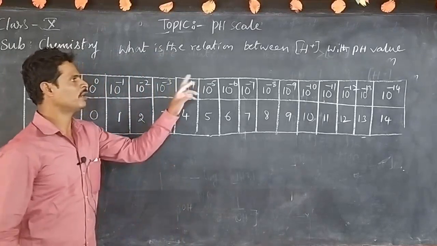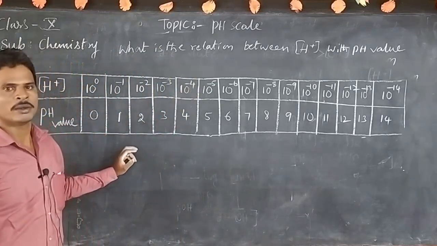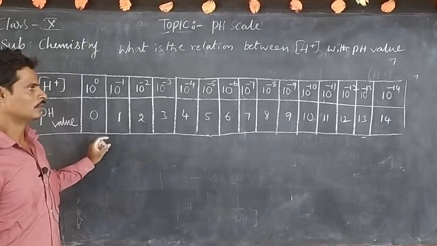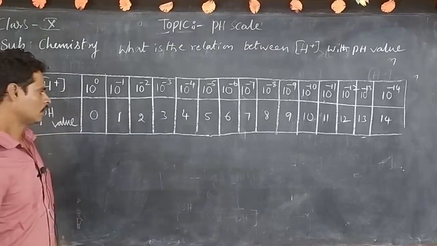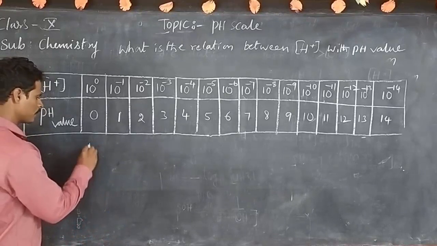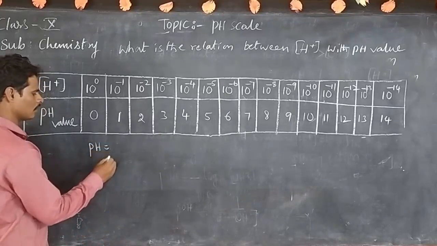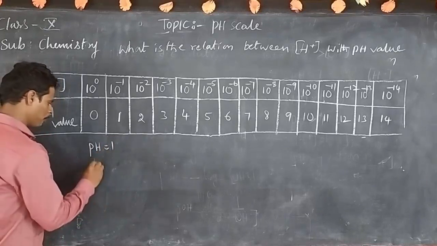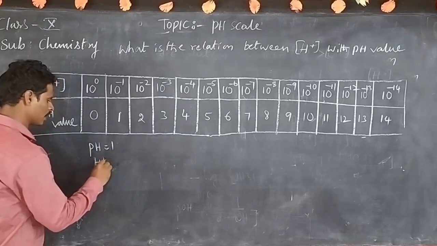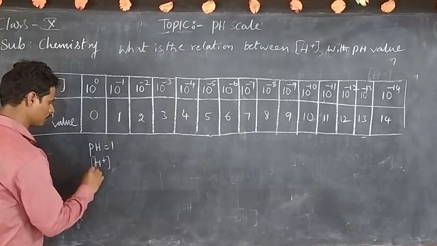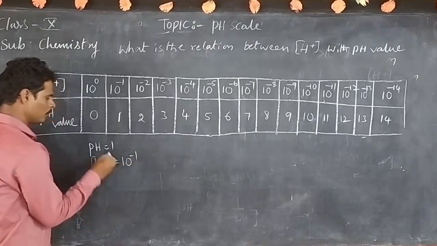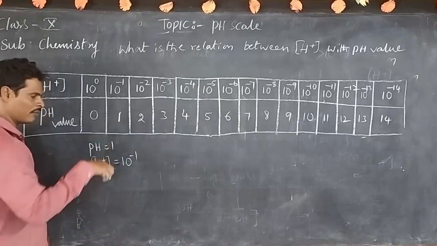So this is the relation between H plus ion concentration and the pH value. How can you calculate the pH value? By using 4 values. Now observe, suppose the pH value equals 1, then H plus ion concentration equals 10 to the power minus 1. We should write pH value 1. How can you find that out?